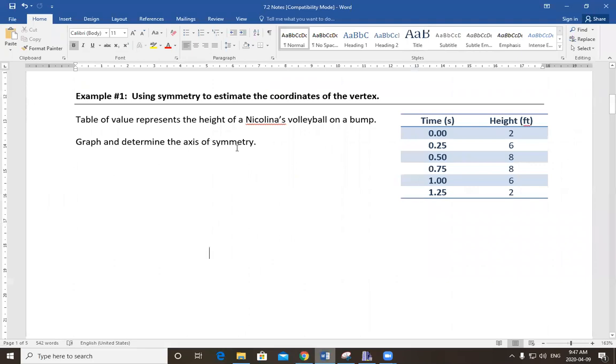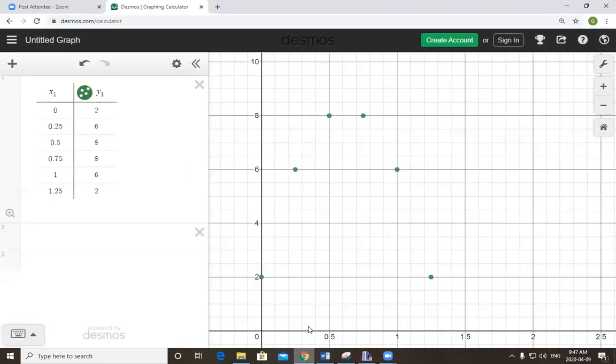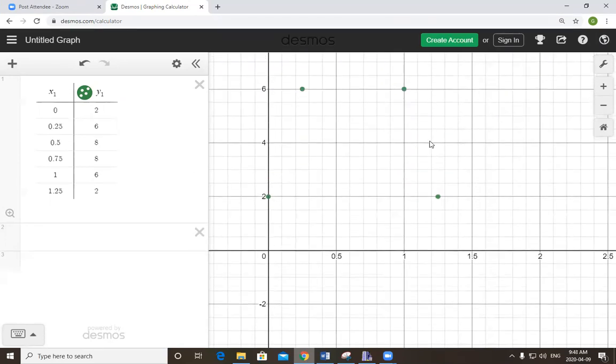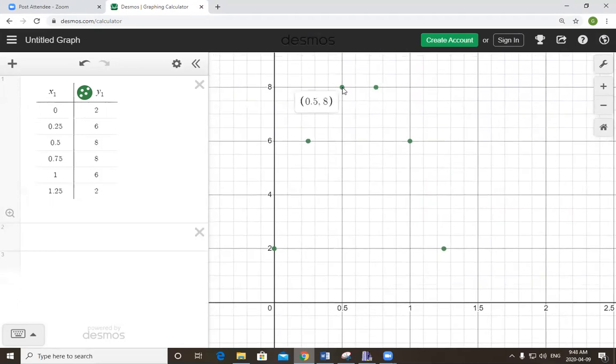So if we were going to graph this and determine the axis of symmetry, we're going to use symmetry to estimate. Remember, the 2 points would be equidistant from the axis of symmetry. So for example, if we look at this, that's a height of 2, and that's a height of 2, that's a height of 6, and that's a height of 6, and that's a height of 8, and that's a height of 8. So we'll look here then. The axis of symmetry is going to be somewhere between 0.5 and 0.75. It's going to be somewhere between 0.25 and 1, and somewhere between 0 and 1.25.